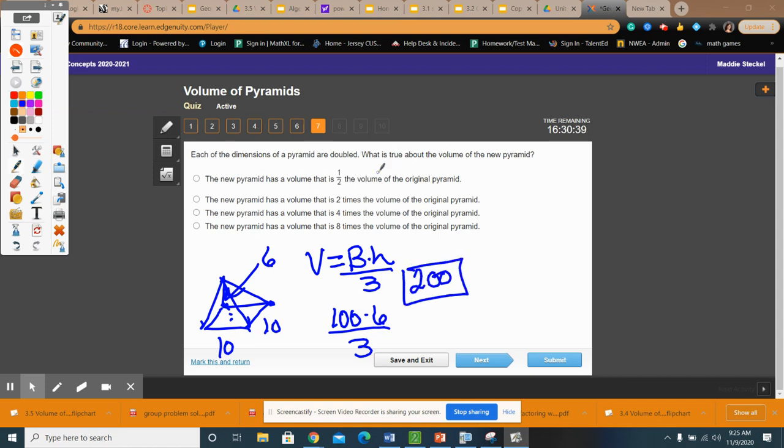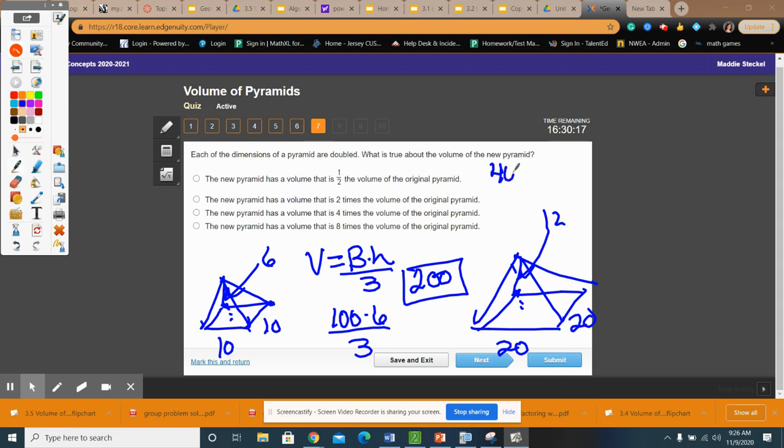So for the next one, everything is doubled. So instead of 10, 10, 6, we're going to have a bigger one. And it's going to be 20, 20. And if you double 6, you get 12. So big B will be 20 times 20, which is 400, times 12 divided by 3. 400 times 12, divide by 3, and I get 1,600 for the new one.